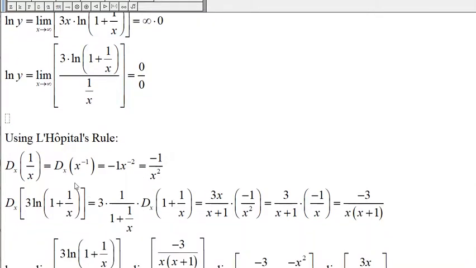And so to use L'Hopital's rule, we would take the derivative of the top and also the derivative of the bottom. Derivative of 1 over x, this is x to the negative 1. Derivative of x to the negative 1 is negative x to the negative 2. Negative 1 times x to the negative 2, which is negative 1 dividing by x squared.